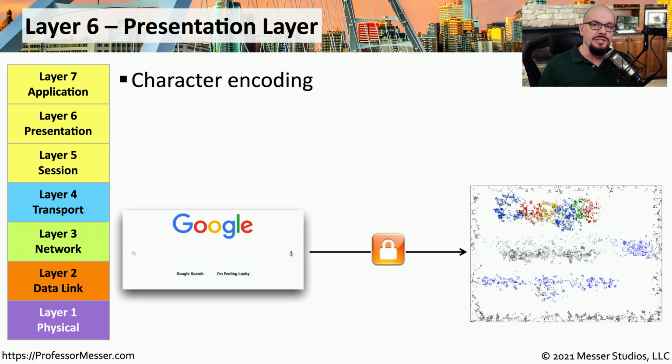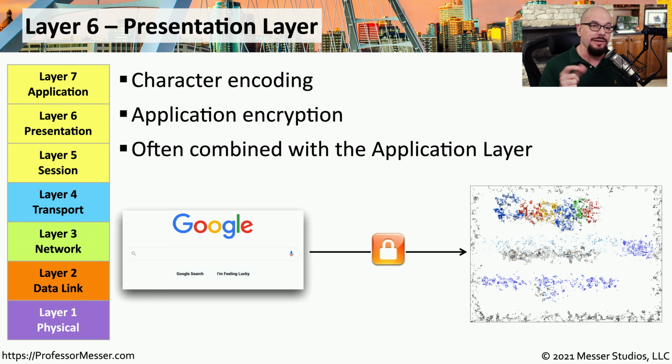OSI Layer 6 is the presentation layer, and just before we're able to view information on our screen, the presentation layer needs to take this data and put it into a form that we can understand. Anything dealing with the encoding of characters or encryption of application data will occur at Layer 6. This layer is often combined with the application layer at Layer 7 because the functionality is so closely associated with our ability to use these applications.